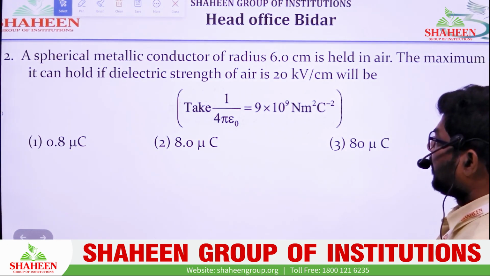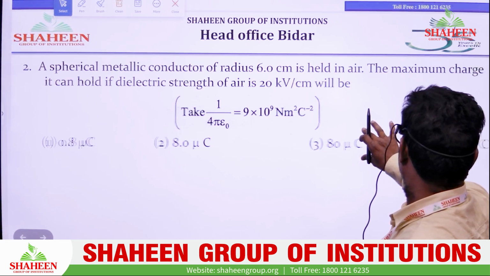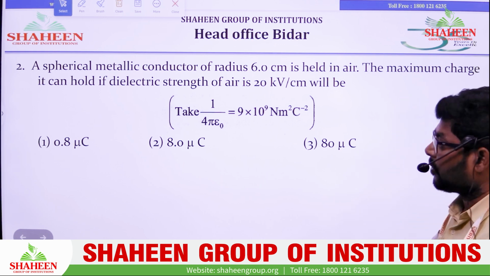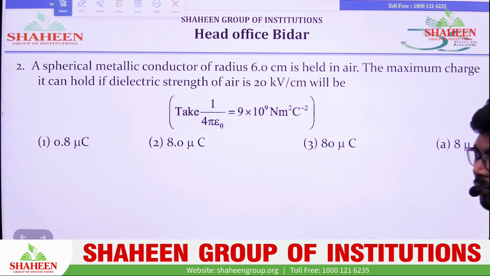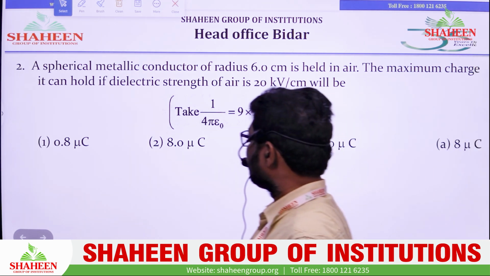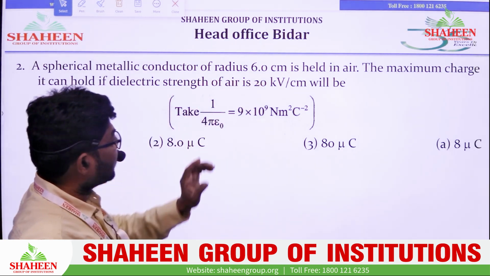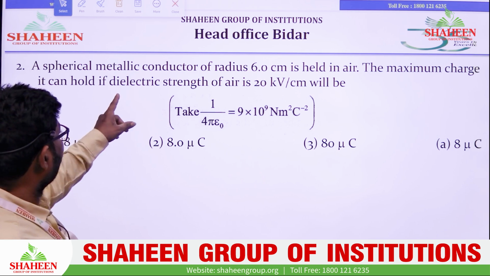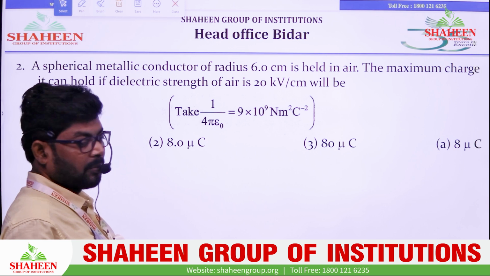In a spherical metallic conductor of radius 6 centimeters, it is also given in the 2023 CUET exam. A spherical conductor of radius 6 centimeters is held in air. What is the maximum charge it can hold if the dielectric strength of air is 20 kilovolt per centimeter?